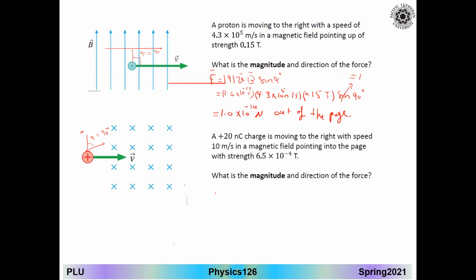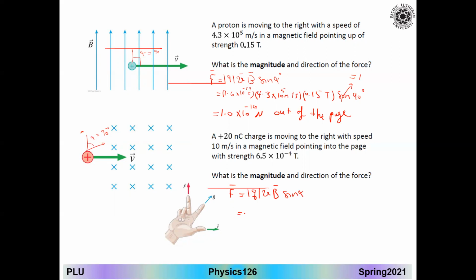So regarding the magnitude, let's apply the right hand rule. You will find your force pointed up. As for the magnitude, we're going to write down our formula: the absolute value of Q times velocity times magnetic field times sine alpha.